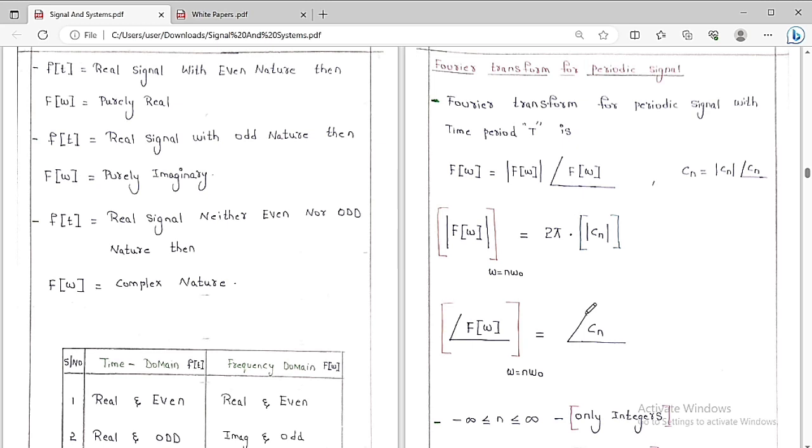You know the Fourier transform is also a complex number. It will have the magnitude as well as the phase angle. So F of omega is equal to mod of F of omega and phase angle of F of omega. If you know the Fourier series coefficient values, we can get these values by this relation.